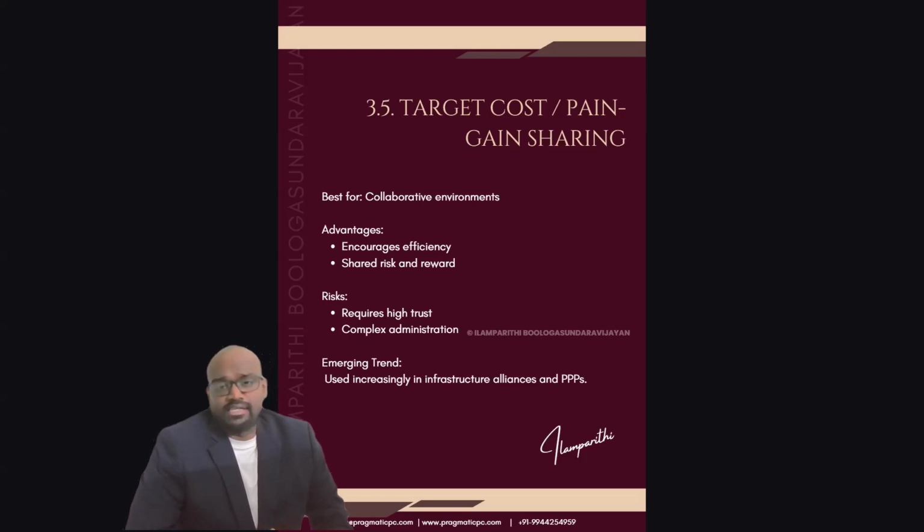The risk is that it requires high trust. It is possible when two companies, the employer and the contractor, or even two countries, enter into construction contracts. One country gives the technology, the other gives the geography to do the explorations. In those places there is high trust, and very complex administration is also required. They are increasingly used in infrastructure alliances and triple B projects.